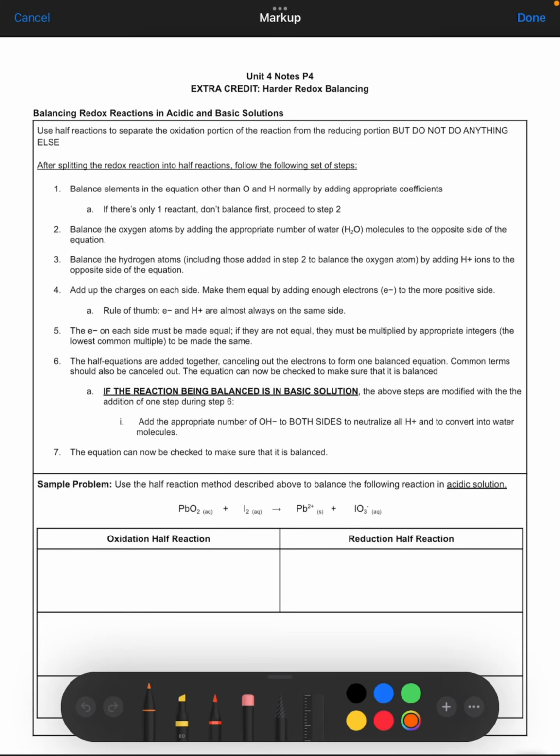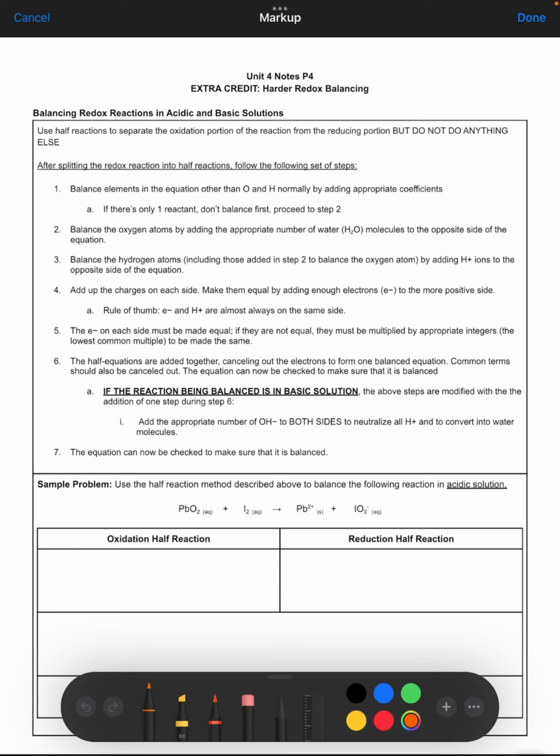Hello everyone. This is going to be your extra credit set of notes about harder redox reaction balancing, more specifically balancing redox reactions in acidic solutions and basic solutions. So far, we've talked about chemical reactions, we've talked about redox and what that means, we've talked about how if a substance loses electrons over the course of a reaction, it is being oxidized. If it gains electrons over the course of a reaction, it is being reduced.